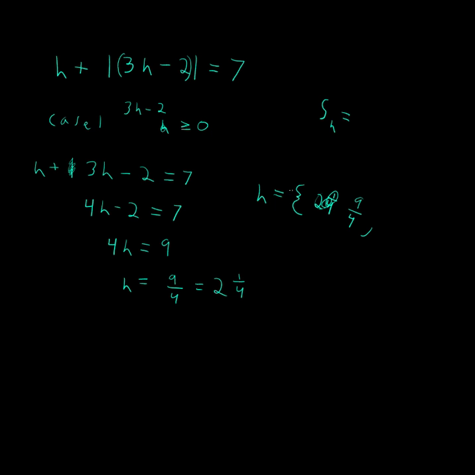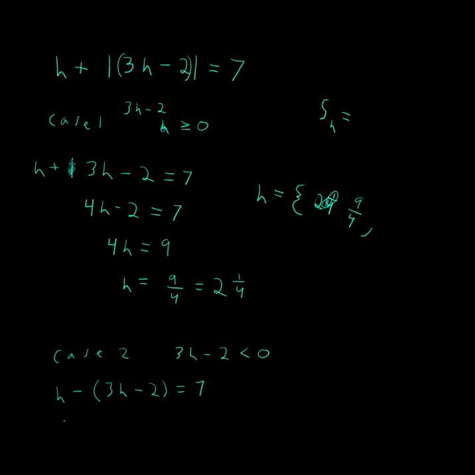With that being said, to find the other possible value for h in my solution set, I take my case 2 and say 3h minus 2 is less than 0. So for that, instead of just replacing this with 3h minus 2, I would replace it with negative of 3h minus 2. And so I'd get h minus (3h minus 2) equals 7.